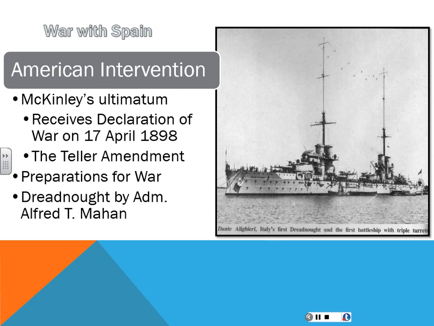Now, in addition to that declaration of war, is added what is known as the Teller Amendment. And what the Teller Amendment does is it says that Cuba, at conclusion of the war, will not be an American possession. It will be independent. Okay? It will be independent.